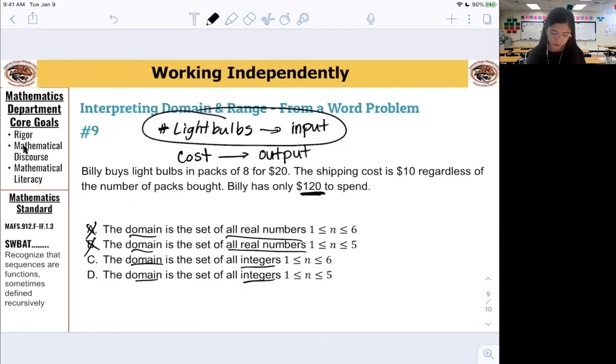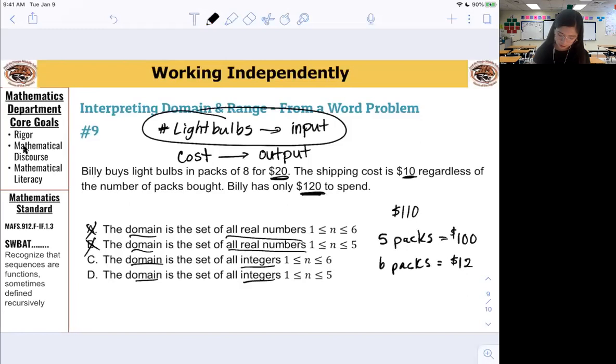He only has $120 to spend, and there's $10 of shipping. So really, he only has $110 to spend on the actual light bulbs. And since they come in packs of 8 for $20 each, the question is, how many packs of light bulbs can I buy before I hit my limit? Well, if I buy 5 packs, 5 times 20 is 100. If I buy 6, 6 times 20 is 120, but I only have $100 to spend, so I can't buy more than 5 packs, which is why D is correct, because from 1 to 5, that's my limit. I can't go past 5.